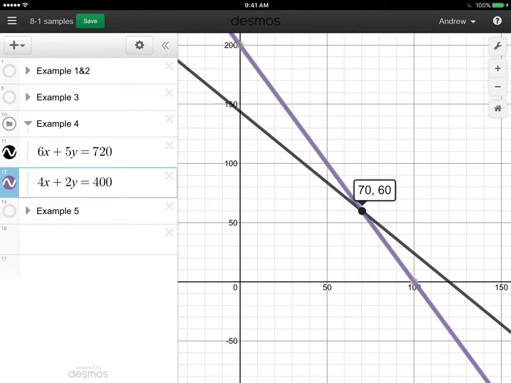Again, you have to know what the 70 represents and what the 60 represents, so it's still important to set up your equations and know your variables. But it's a little bit of a shortcut.